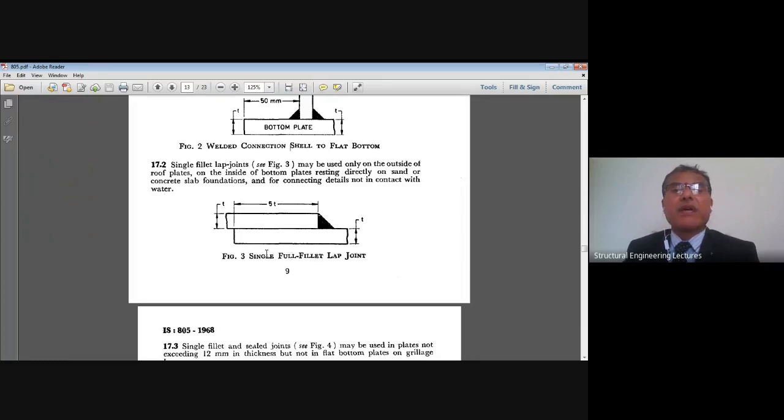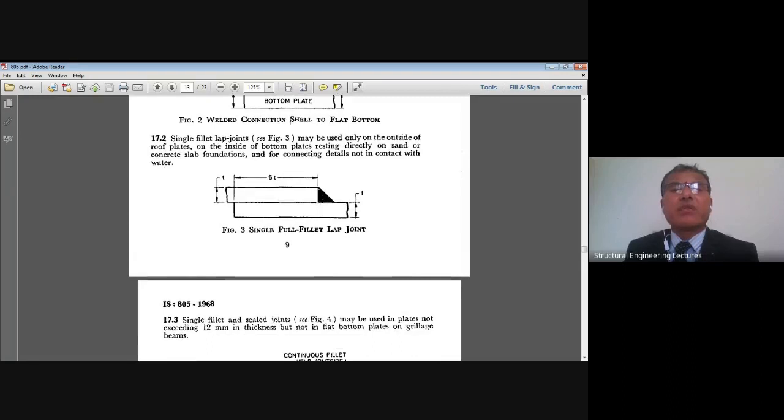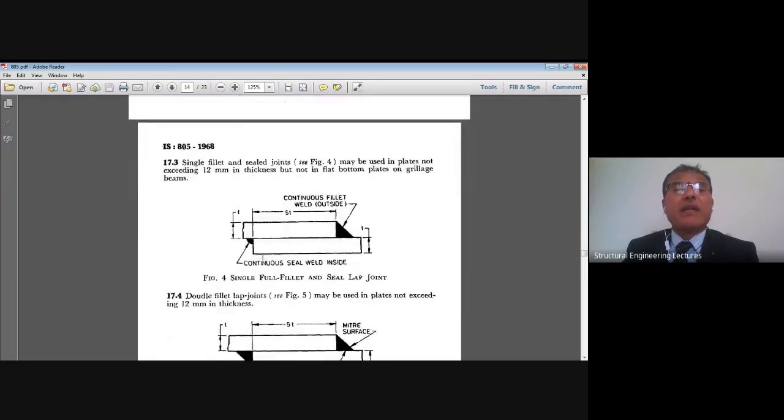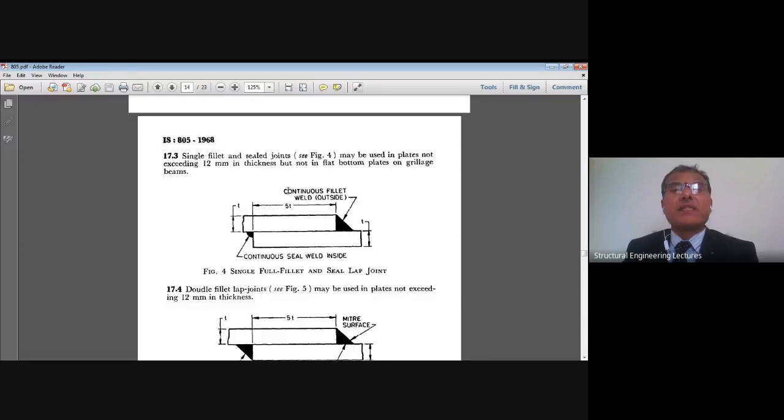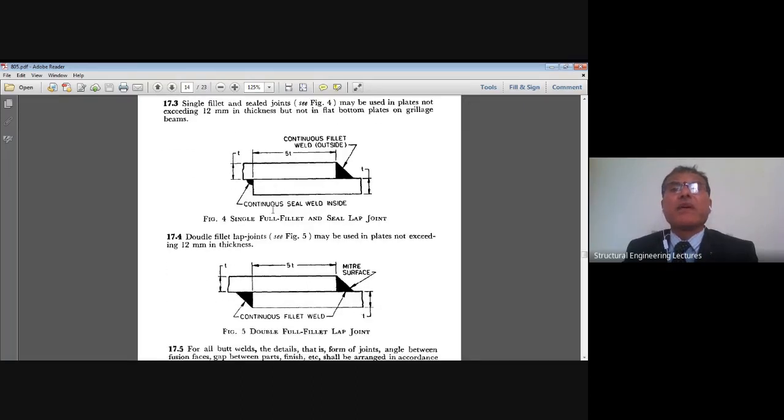The details are shown here, right? T and 5T. That is how the single full fillet lap joint, and single fillet and sealed joints may also be used for plates not exceeding 12 mm thickness, but not in flat bottom plates on grillage beams. This type of arrangement may also be used.